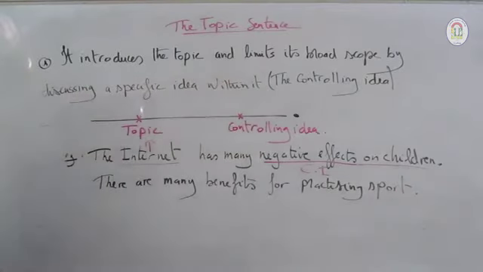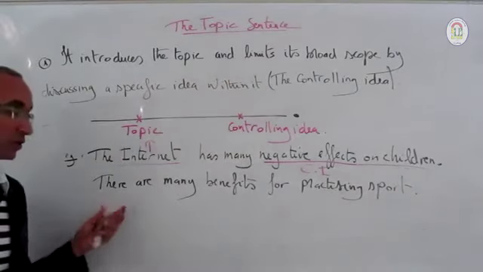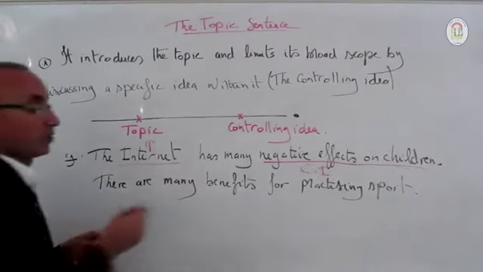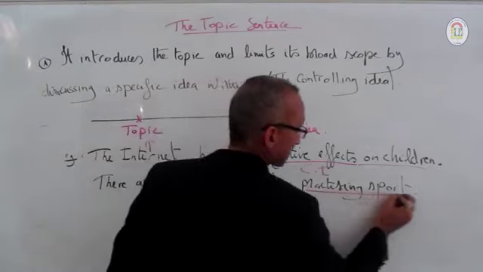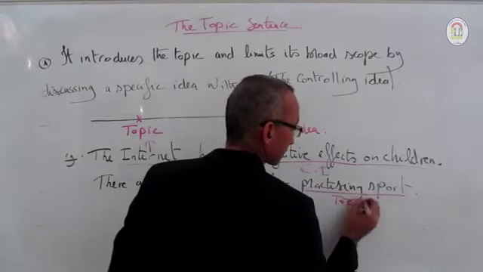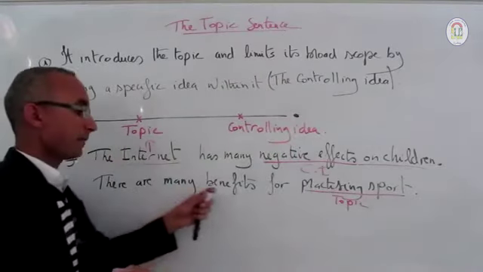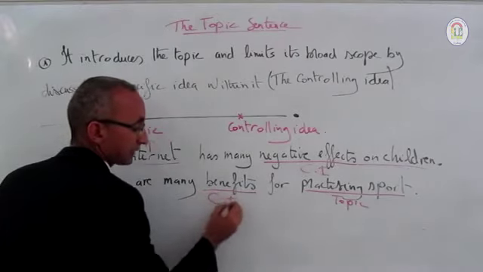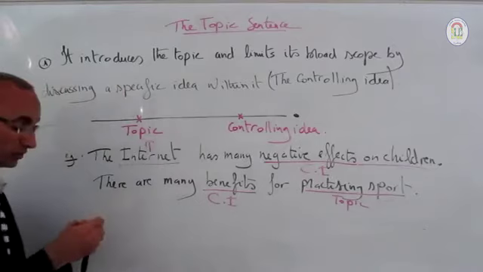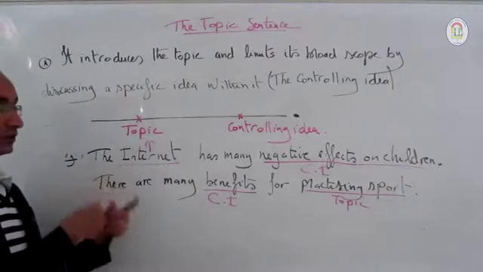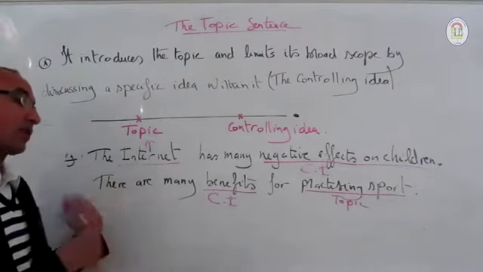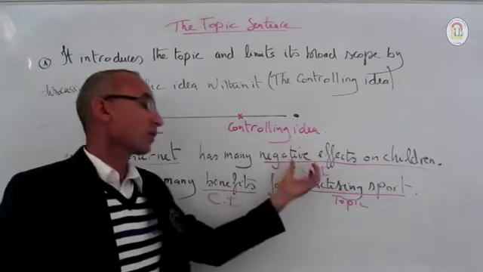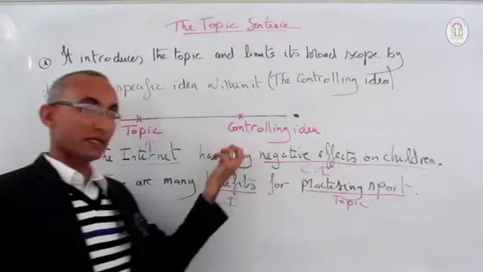Practicing sport. Here also I have another topic sentence which includes the topic, which is practicing sport. Here is my topic, and many benefits. Benefits is my controlling idea. As you see here, we have the opposite order of elements, whether you start with the topic and then you mention the controlling idea, or vice versa.